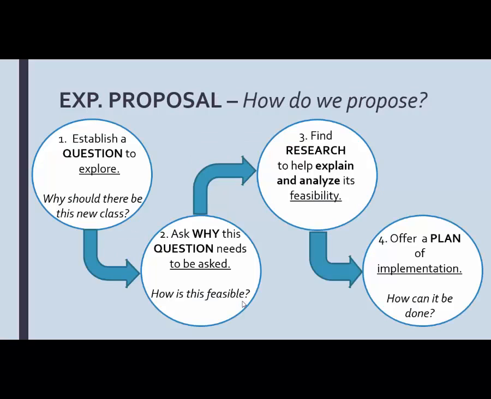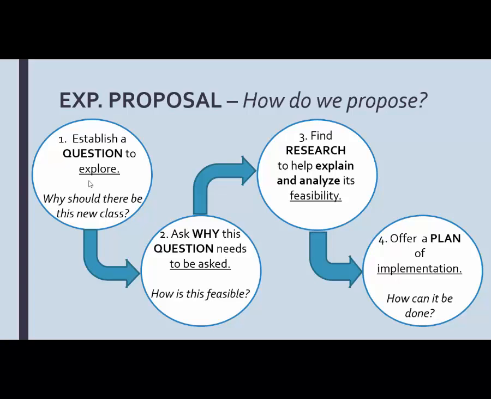So how do we go about proposing? What is inside of this proposed purpose that we have to do? There's a 4-step process, really. The first thing we want to do is establish a question to explore. So, ask the question, why should there be this new class? After asking that question, you might have already had an answer pop into your head. Remember, you picked this new idea or this new class for a reason. You obviously have some interest in it.